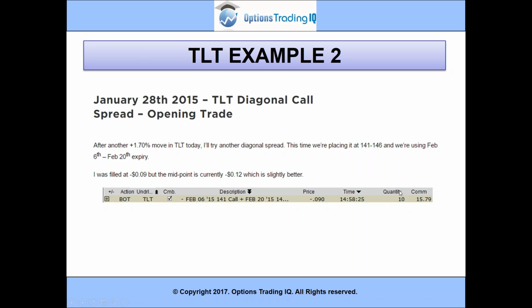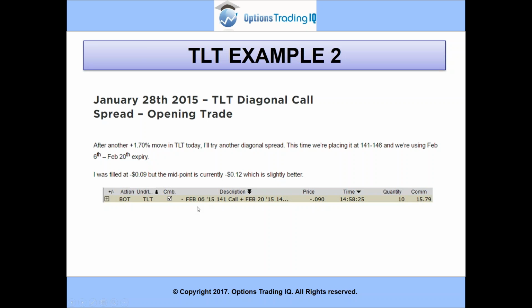But again, trading the 10 contracts, we're buying the spread for a negative price. So we're receiving money. So the 10 times the 9 cents, we're receiving $90. That's the worst that's going to happen on the downside is we get to keep that $90. Obviously, you've got to take into account commissions as well.